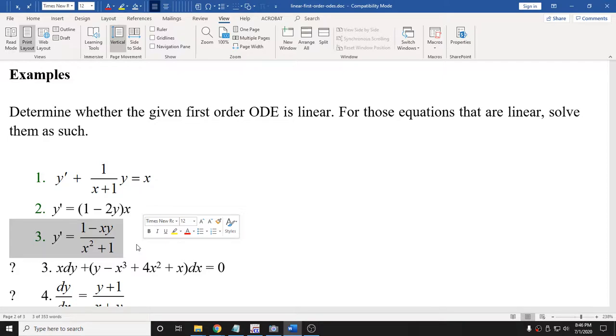Integrating factor mu equals e raised to the integral of p of x. That's your p of x right there. We can use substitution. Let u equals x squared plus 1. Then du is 2x dx. I basically have it here except for the 2. So let's just put it in there.